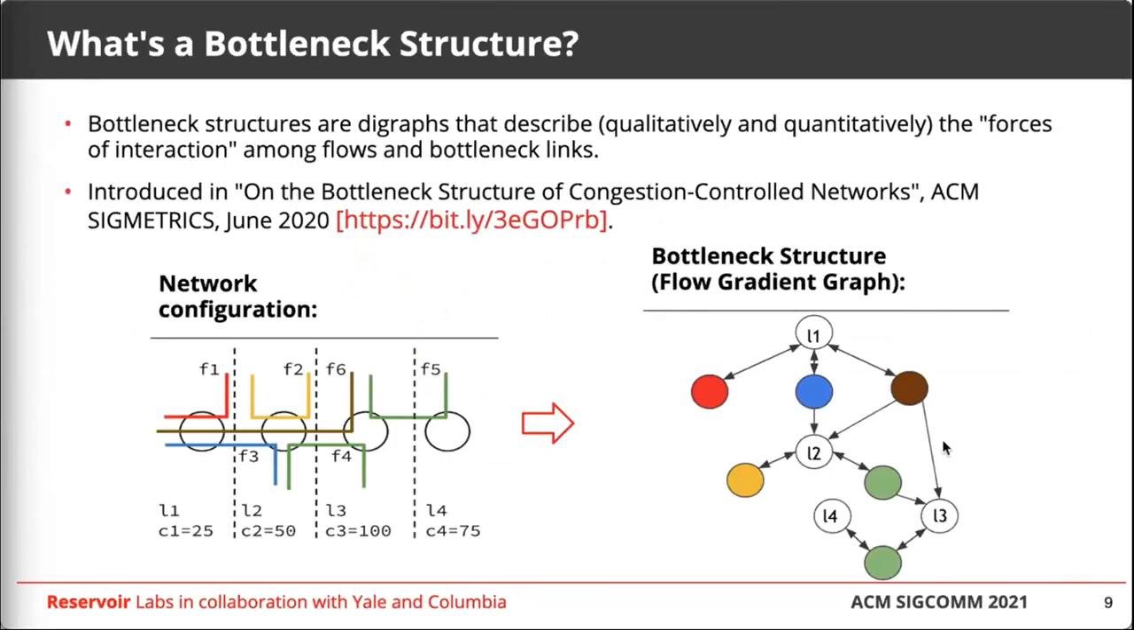Here's how to read this graph. The white vertices are links and the colored vertices are flows. And there's a directed edge from each flow to all the links it traverses. So the blue flow traverses link 1 and 2. And there's a directed edge from each link to each flow that it bottlenecks. So since F3 is bottlenecked at link 1, there's this edge. The slowest flows are the most bottlenecked. They're at the top of the graph. And the fastest flows are at the bottom.